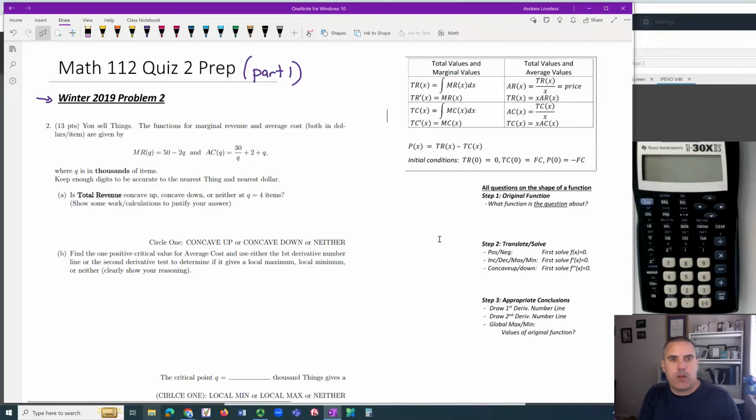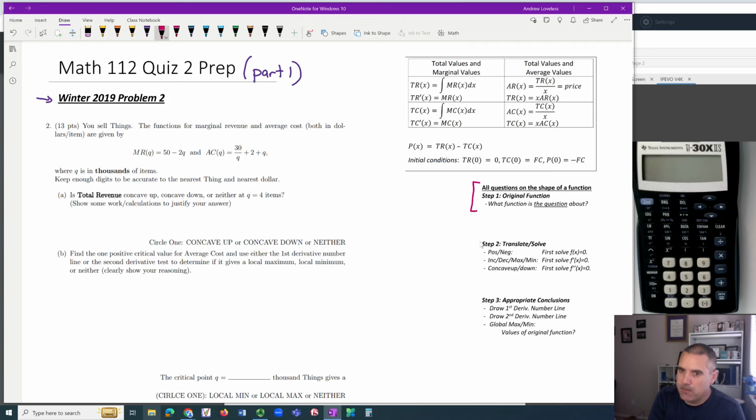Going to do the first part of this quiz 2 prep. I strongly would encourage you to attempt this problem on your own as you're preparing for quiz 2. This is the winter 2019 problem 2 from my exam archive. The key thing here is we're practicing reading, for those of you struggling with this skill. Let's read the question, see what it's about, and find that function.